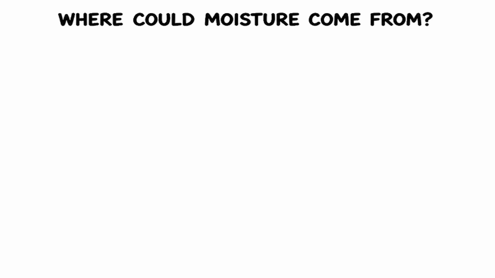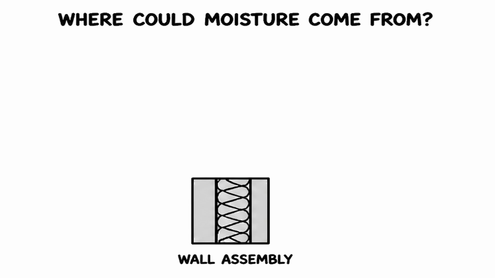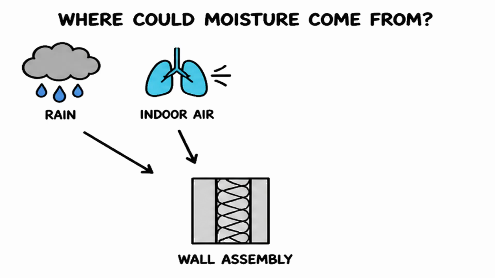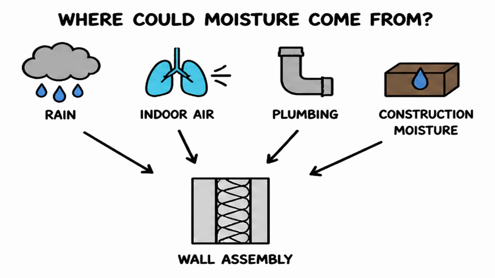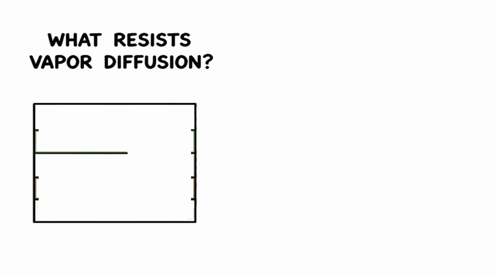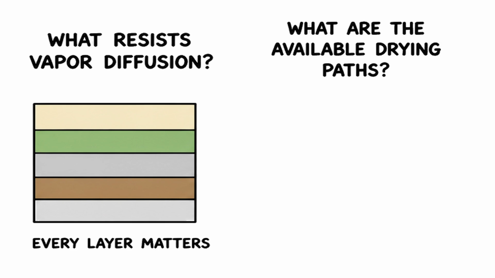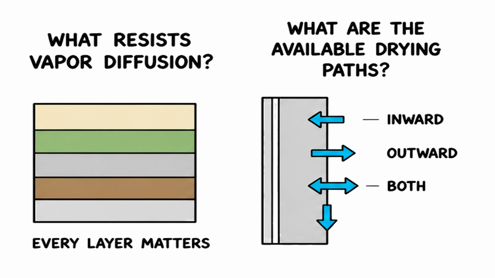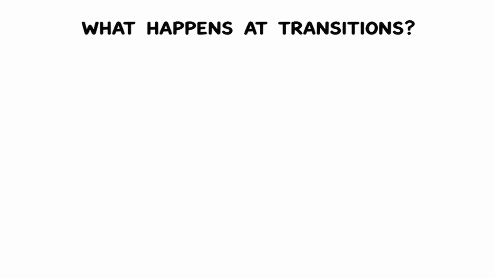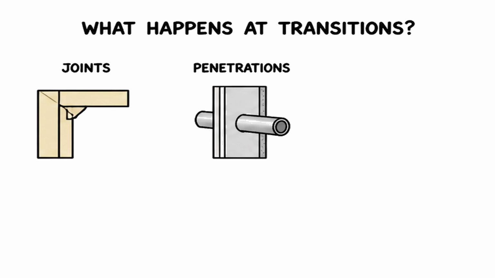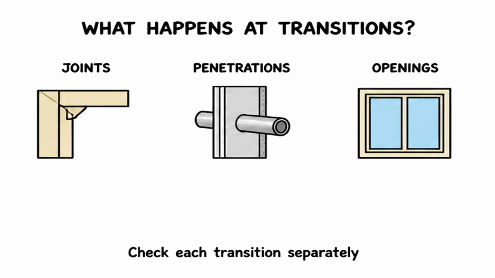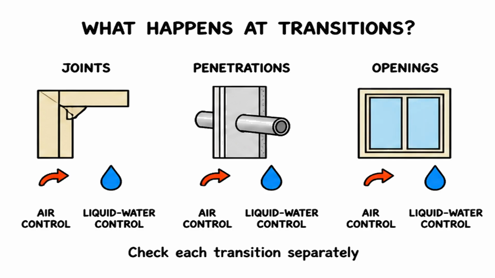To evaluate drying potential, start by asking, where could moisture come from? Sources include rain, indoor air, plumbing, and construction moisture. Next, ask what resists vapor diffusion. Every layer matters. Then ask, what are the available drying paths? They may be inward, outward, both, or limited. Finally, ask what happens at transitions. Joints, penetrations, and openings must be checked separately for air and liquid water control.